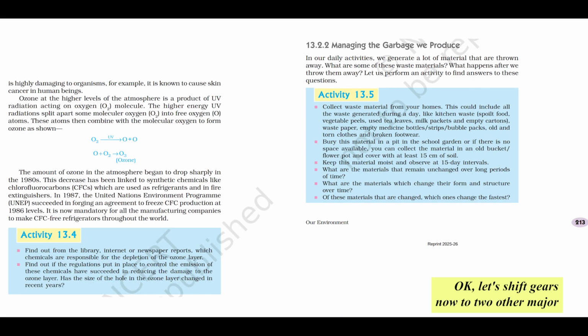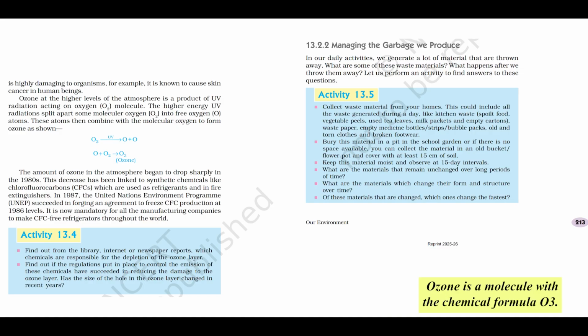Okay, let's shift gears now to two other major environmental issues caused directly by human activities. These are huge topics for exams and for understanding our world. First, the depletion of the ozone layer. Second, managing the garbage we produce. Ozone layer. I've heard about the ozone hole. What exactly is ozone? Good question.